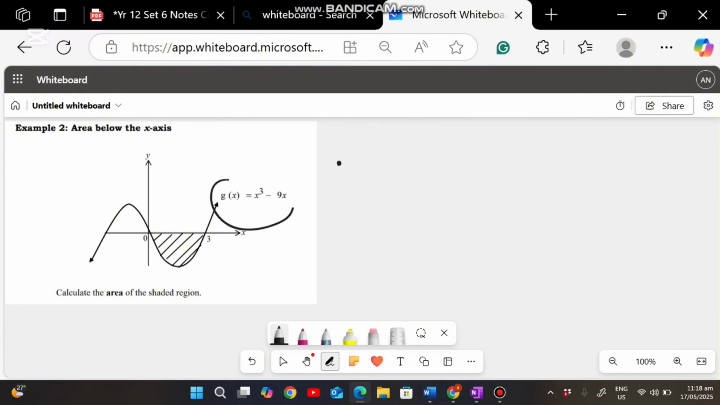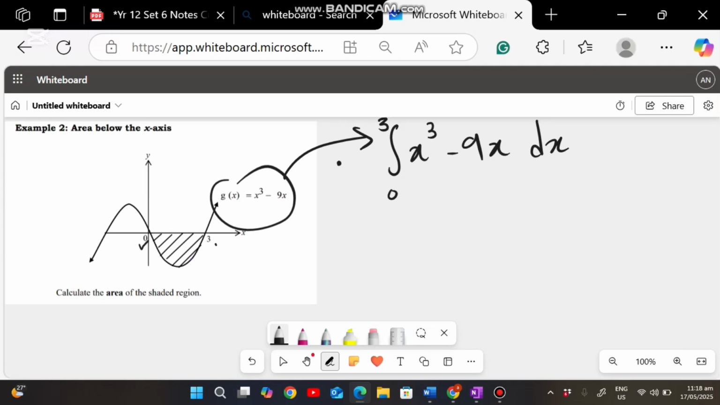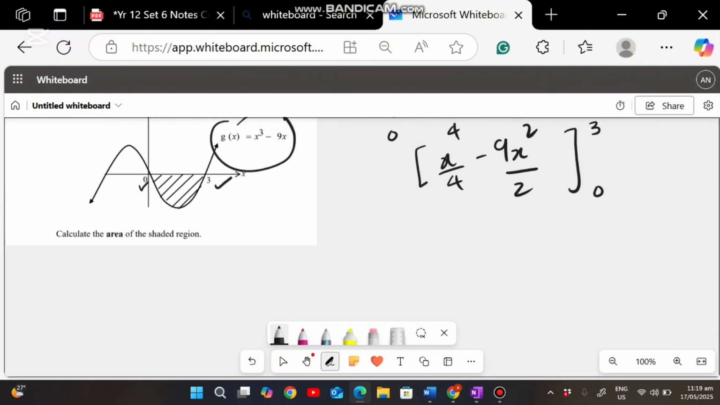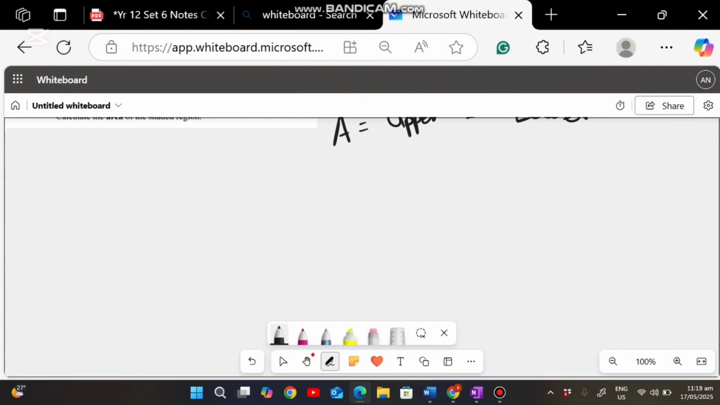For example 2, solve the area of the shaded region, and the function is already given. Okay, so this is the function that is given here. So I'll go ahead straight away integrate this function, which is x cube minus 9x with respect to x from the limit 0 and 3. Okay, because the area is covered from here to here. Okay, so if I integrate this, I will get x to the power 4 divided by 4 minus 9x squared divided by 2 from 0 and 3. After doing that, I will then remember my area will be from the upper limit minus the lower limit. Okay, so both of that will be with respect to the same function.